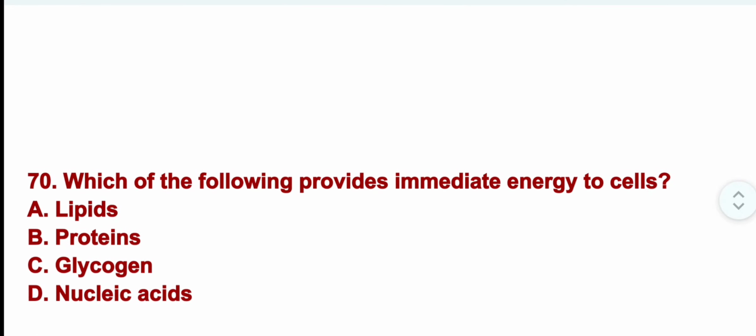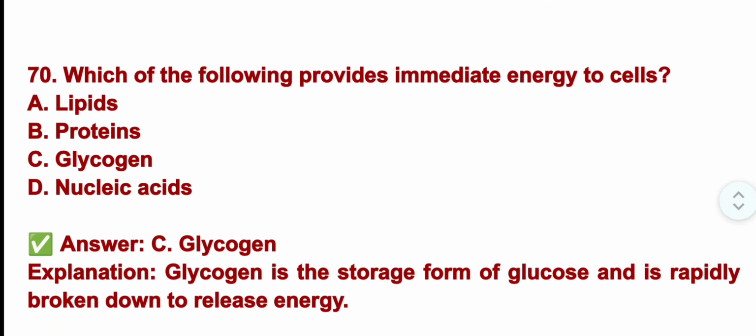Question number 70. Which of the following provides immediate energy to cells? The correct option is option C, glycogen. Glycogen is the storage form of glucose and is rapidly broken down to release energy.